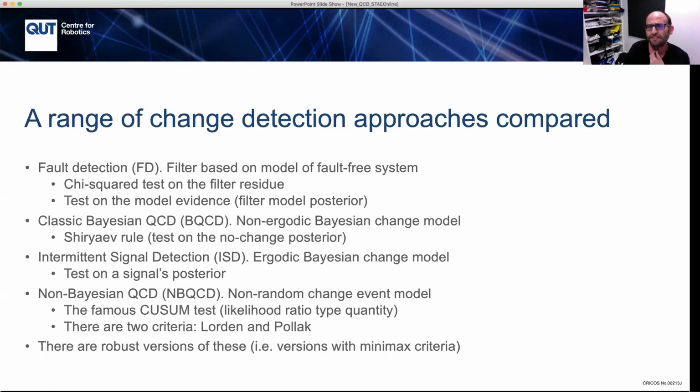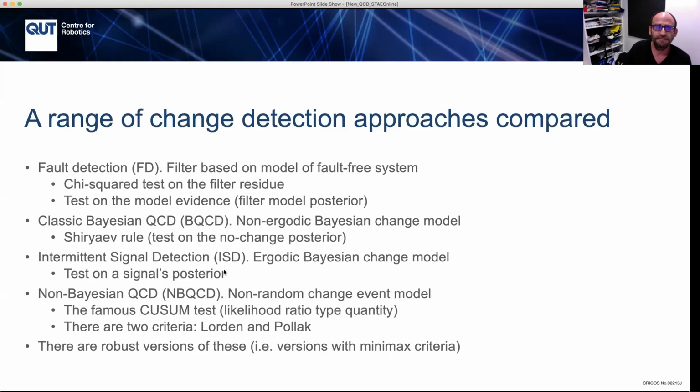The next more sophisticated technique is what I call classical Bayesian quickest change detection, and it has a non-ergodic Bayesian change model. What that word means and why it's significant, I'll talk about later. Its test rule is really a test on the no-change posterior. The next level of sophistication might be something like intermediate signal detector, which is our detector that we posted in the last 3 years. It has an ergodic Bayesian change detection model, or ergodic change model, which again I'll explain later. Its test is also a test on the signal posterior.